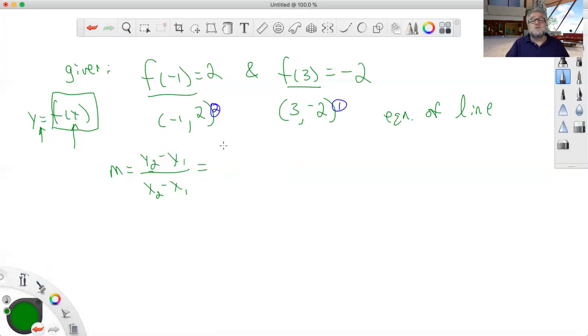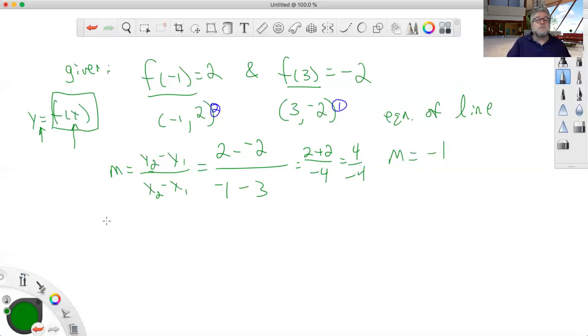Okay, so I'm going to do 2 minus a -2 over -1 minus 3. So 2 minus a -2 is 2 plus 2. -1 minus 3 is -4. So we got 4 over -4. The slope is equal to -1. Okay, we got half of it done. Now I plug it in. Y equals mx plus b. And I'll put in -1. So minus x plus b.